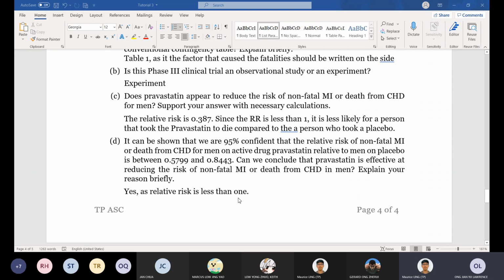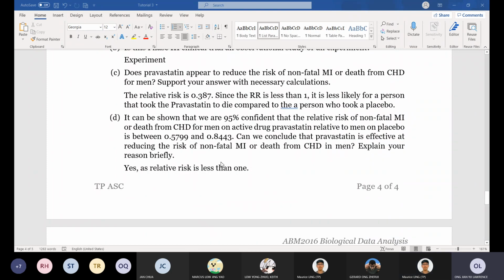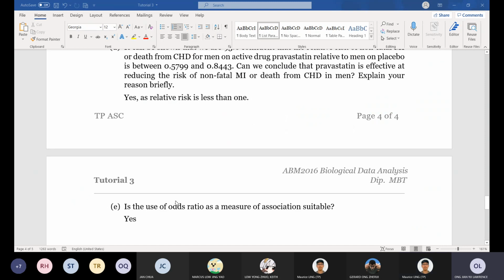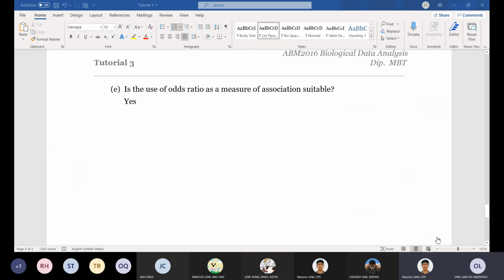Yes. Then the next question: they say those who took the drug are less likely to die because the relative risk is between 0.5799 and 0.8443. You have not covered confidence interval yet, okay? But if the confidence interval doesn't cover 1, as in this case, that means 1 is not likely within the range. Correct. Then, is the use of odds ratio a suitable measurement? I just put yes, use odds ratio as well. Okay. All right, so any other questions?